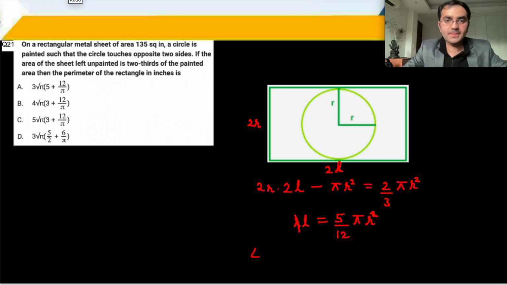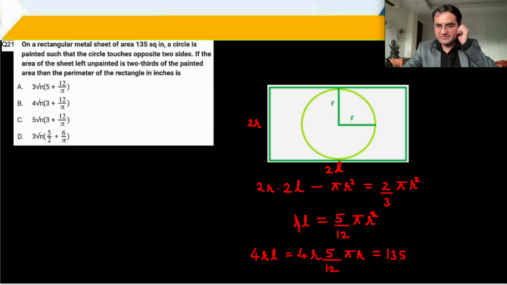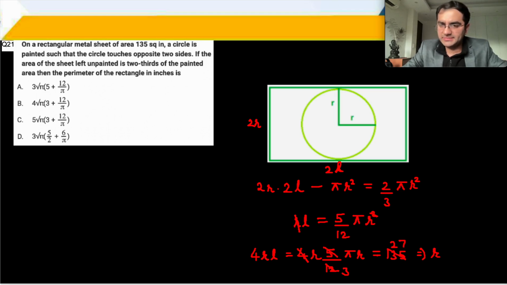Okay. Now I am going to take my area of the sheet, which is equal to 4rl, substitute l here as 5/12 pi r, and this is equal to 135. From this r will come. Just do some simplifications, cancellation. 4 goes 3 times, 5 goes 27 times, cross multiply 27 into 3. R square is 81 upon pi. So r is 9 upon pi. Sorry, 9 upon root pi.